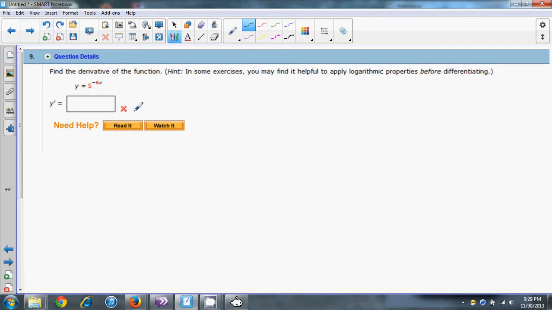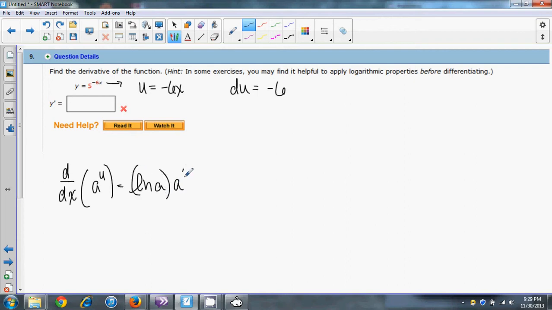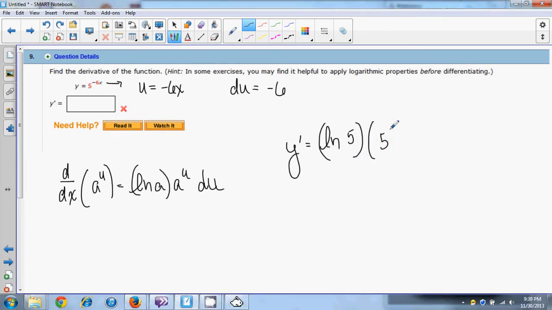Now if we want to find the derivative, we're going to need to use our formulas. I have an f of x or a y equal to basically a to the u. In this case, u is negative 6x, which means du is going to be negative 6. My formula is the derivative of a to the u, where a is a positive real number that's not equal to 1. It's not going to be some kind of binomial in there. That is the ln of a times a to the u, and then my du. So this derivative is going to be the ln of a, which is 5, times a to the u, so 5 to the negative 6x, and then times my du, so times negative 6.